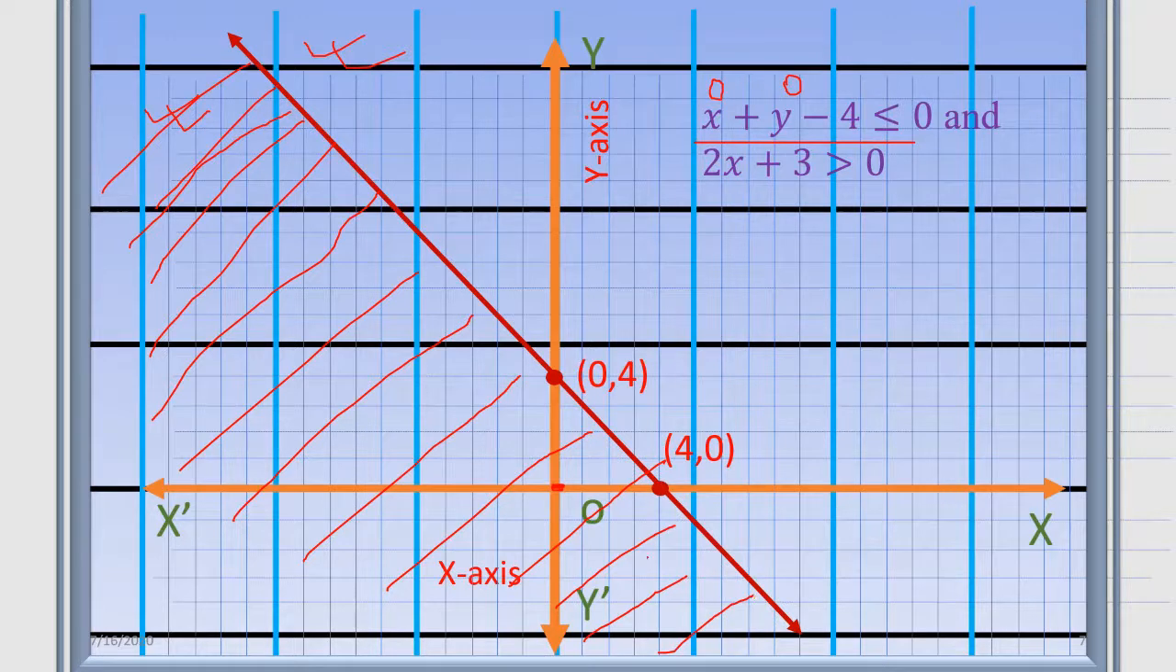This is the solution zone for the first inequality. Now plot the point minus 3/2, and draw the parallel line to the y-axis, passing through the point, we get this straight line.